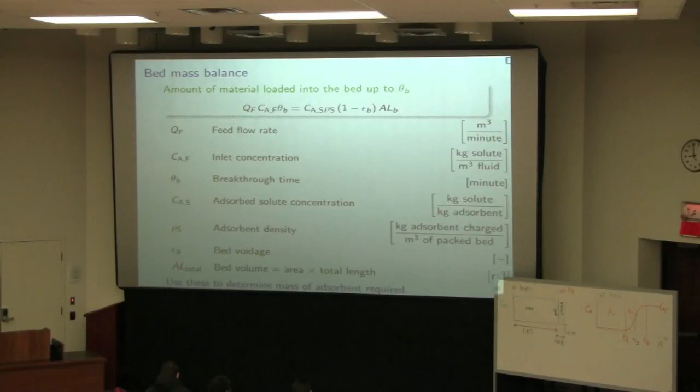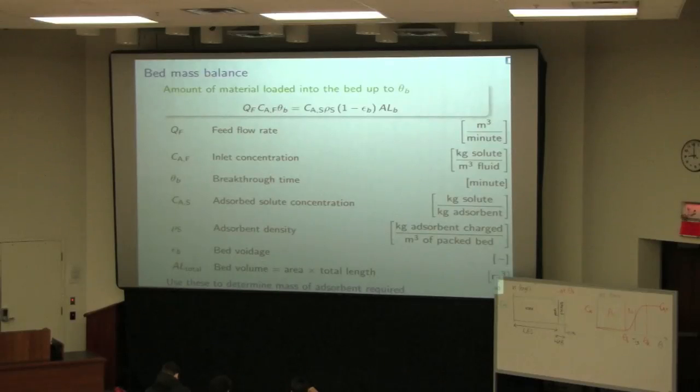I'm running my bed, and then at time theta B, the breakthrough time, I stop. Let's take everything that's happened from time zero to theta B. We fed our flow coming into the packed bed at some flow rate Qf, meters cubed per second. That flow is coming in at a constant concentration, CAF. And I run that between time zero and theta B. So for theta B minutes, I've been operating my bed with an incoming feed of CAF at a flow of Qf. If I multiply those three together, I essentially get kilograms of solute, or kilograms of adsorbate, coming into the bed. So the product of those first three terms gives me total kilograms of solute.